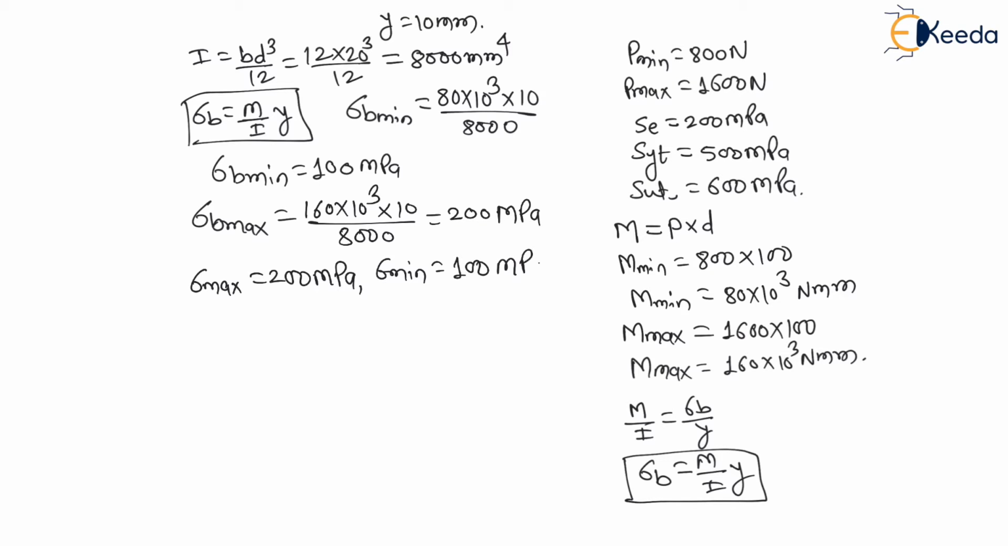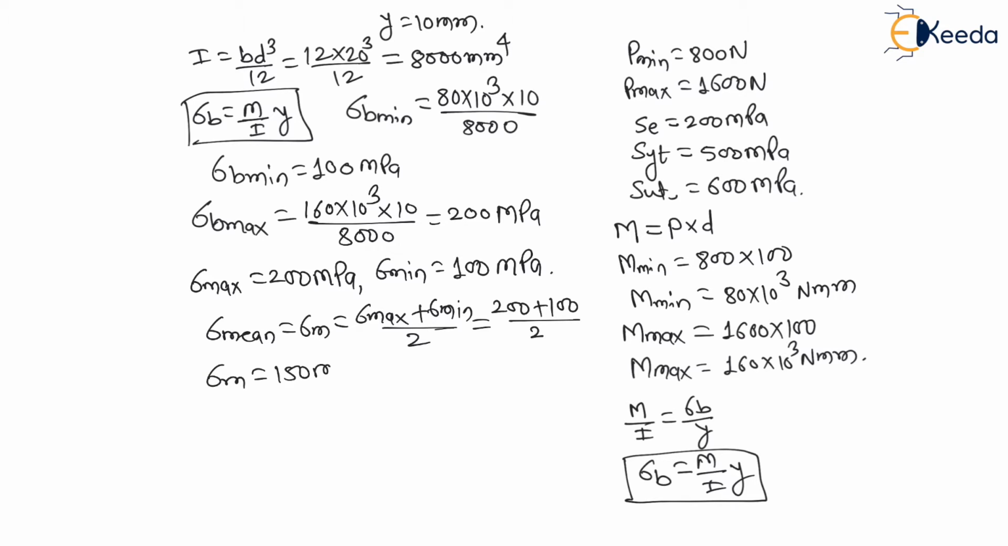Now once you calculate the maximum and minimum values, let us find the mean and amplitude values. Sigma mean, also represented by sigma m, is maximum stress plus minimum stress divided by 2, which is maximum 200 plus minimum 100, divided by 2. Therefore the mean stress will be equal to 150 MPa. This should be the mean stress.